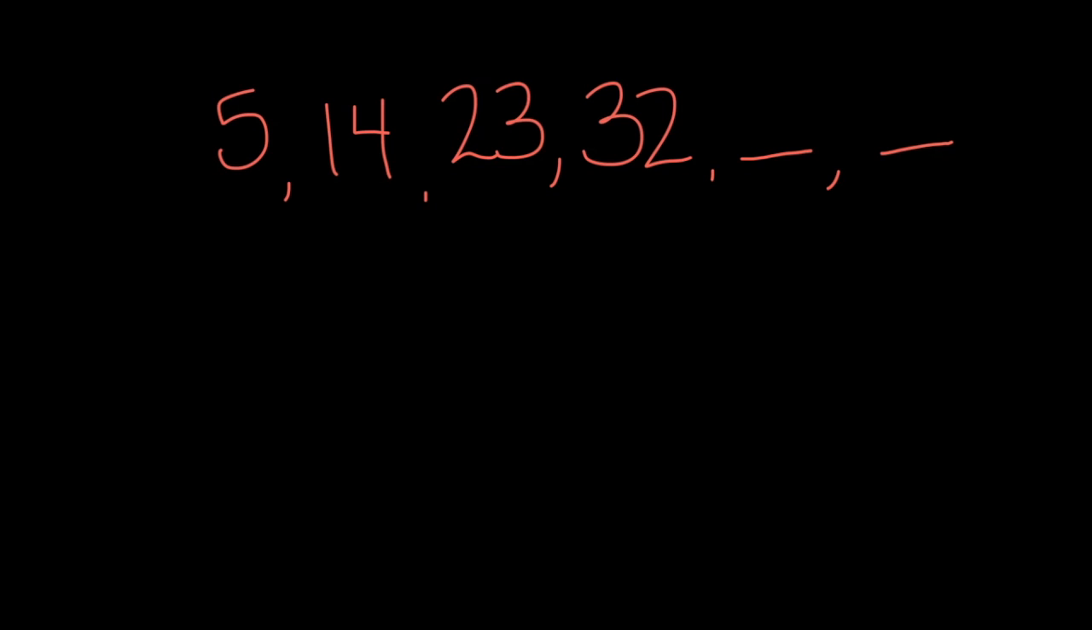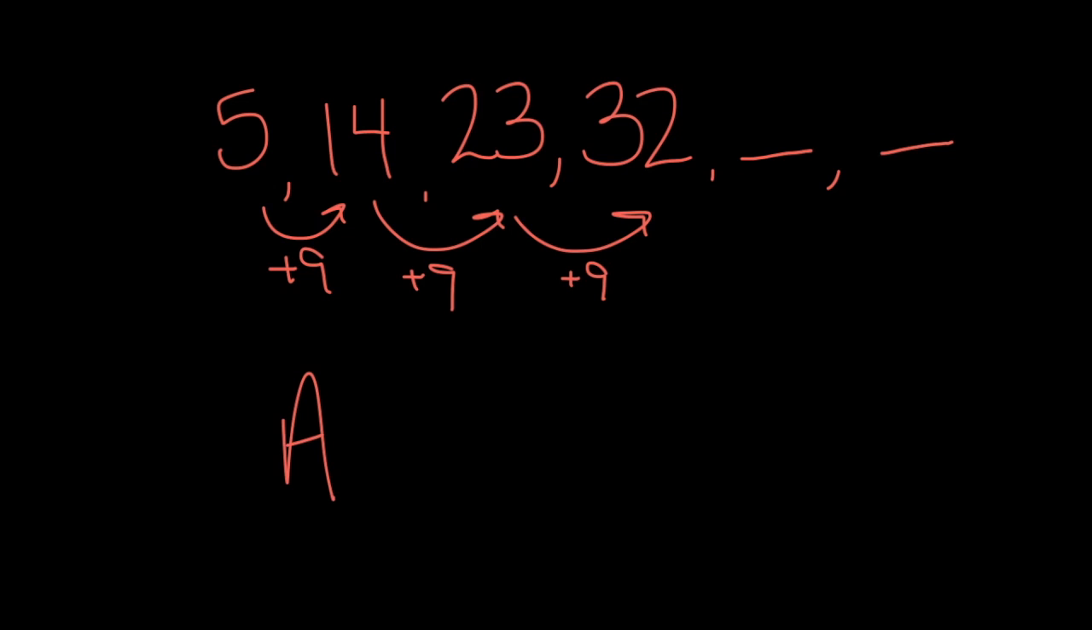Say you were given this sequence. What you need to do is figure out what's happening from number to number. So you have to try it. Either it's going to be adding a number or multiplying by a number. So let's try both. 5 to 14: nothing multiplies by 5 to get 14 evenly, but I can see that we add 9. Let's see if that keeps working. 14 to 23, that's also an add 9. And 23 to 32 is also an add 9. So that means that this is arithmetic.